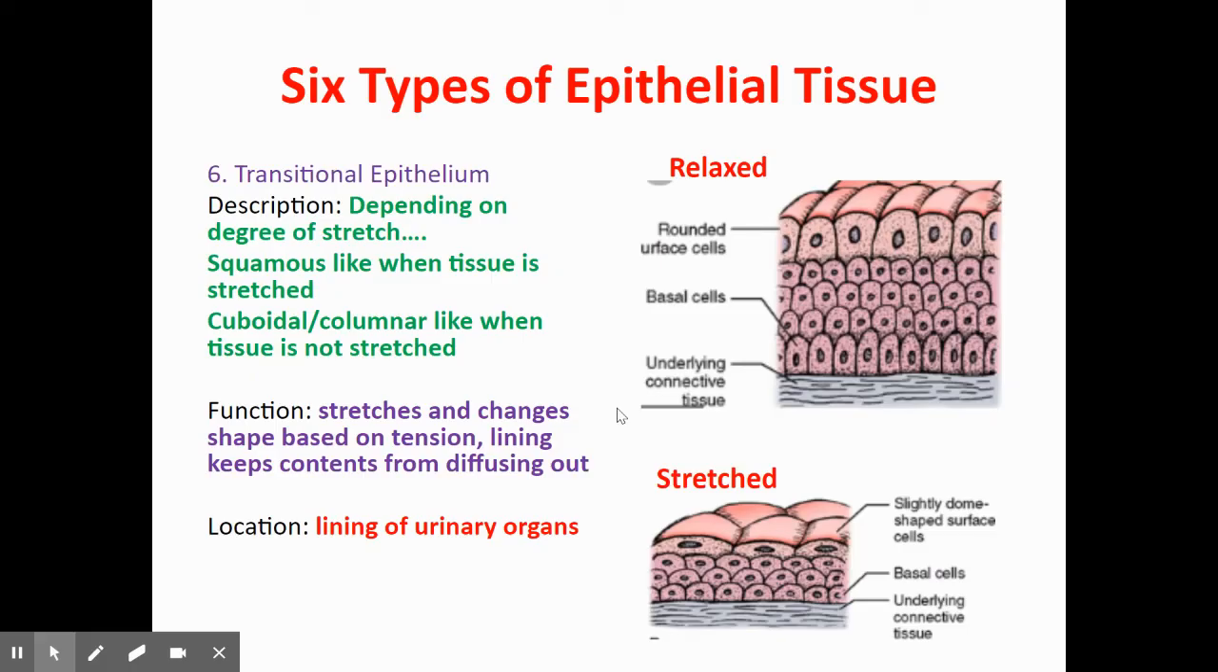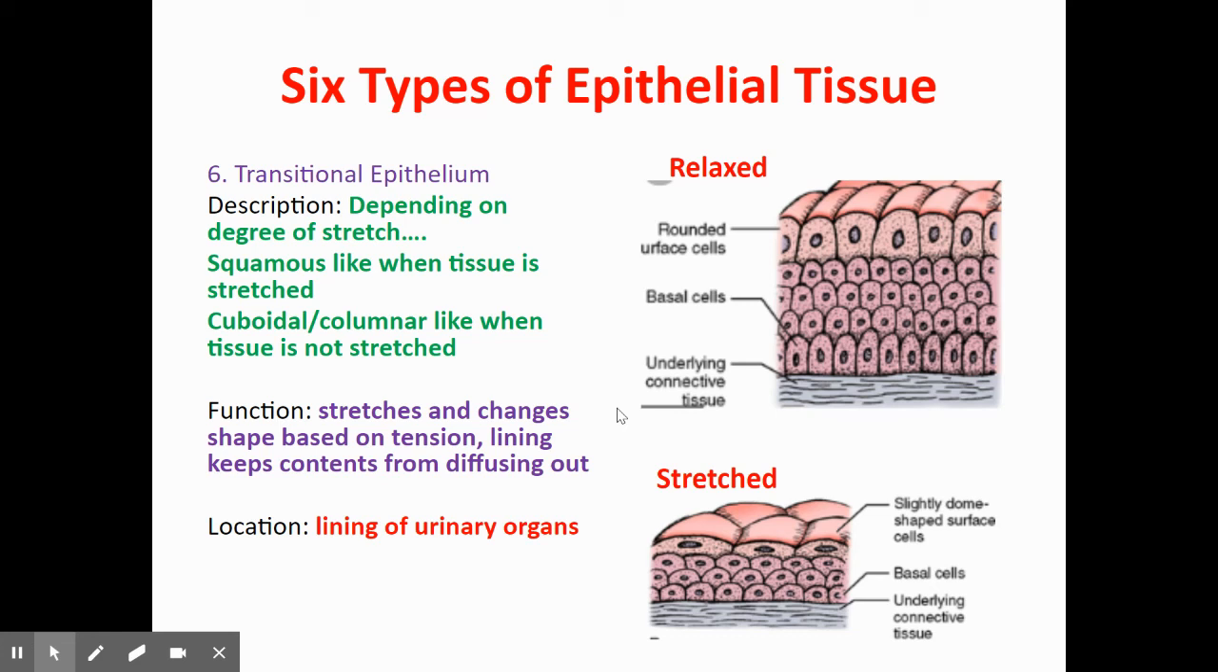All right, our last one is called transitional, and this is kind of the tricky one out of all of them because it can look squamous when it's stretched, or it can look cuboidal when it's not stretched. So this type of epithelial has that word transitional, so it has the ability to transition between being stretched and not stretched. This type of tissue you're going to find lining urinary organs. So think of the bladder. The bladder holds your urine.